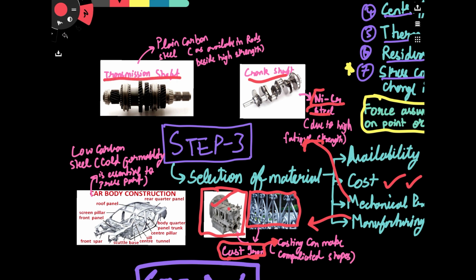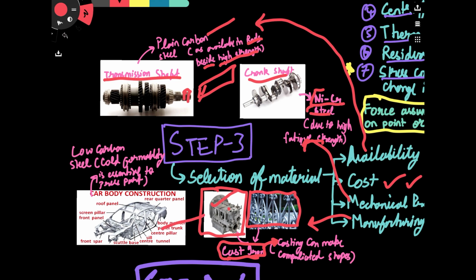The transmission shaft uses plain carbon steel. You know why? Because it is available in rod form. The transmission shaft is manufactured from a rod only. Plain carbon steel is present in a rod-like structure, even with its high strength. Because anything which has a very high strength is very difficult to make into a rod or other elements. But plain carbon steels are available in this rod form. So that's why I choose plain carbon steel for the transmission shaft. So we also saw the availability part.